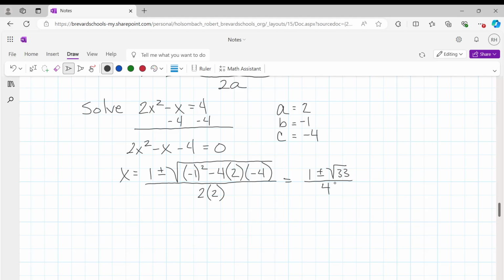All right, so since this square root of 33 is in simplest form, and the 1 over 4 is in simplest form, you are finished. So one solution would be 1 plus radical 33 over 4, and the other one would be 1 minus radical 33 over 4.